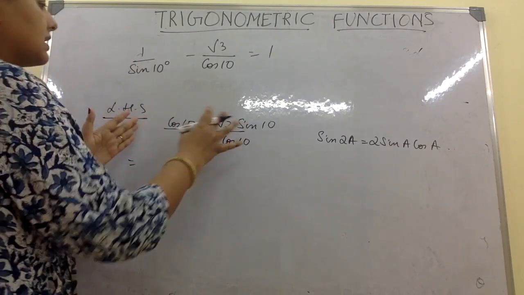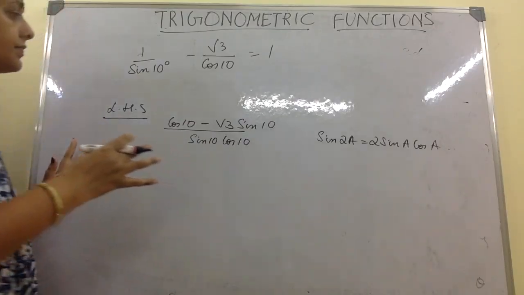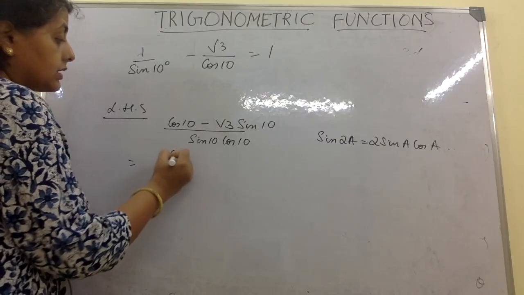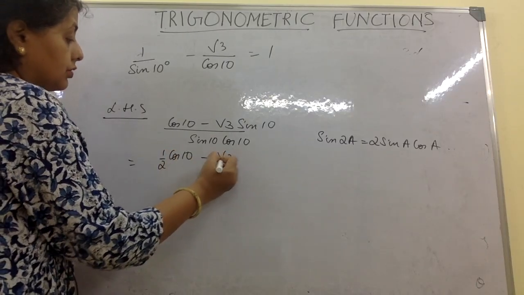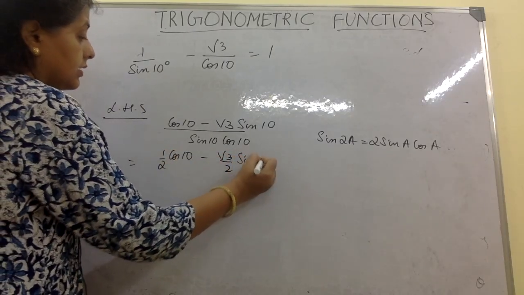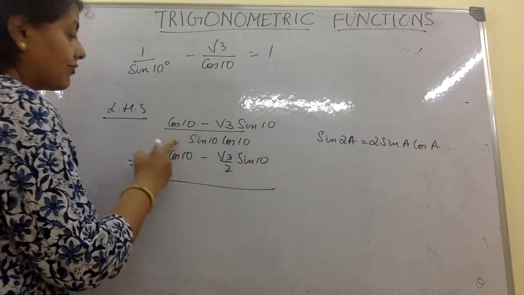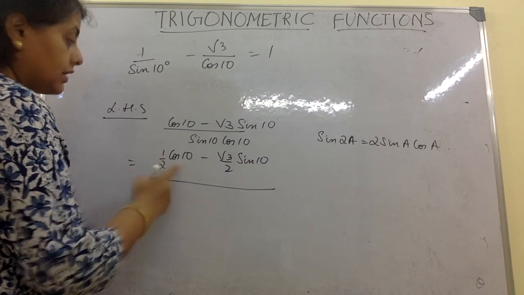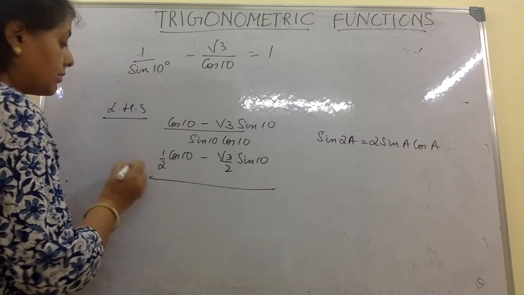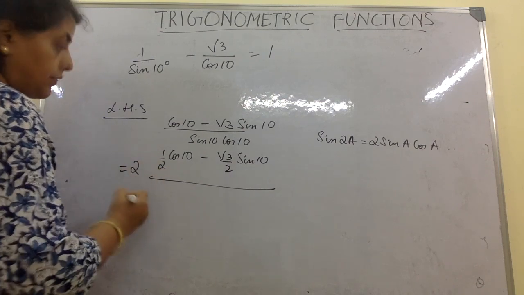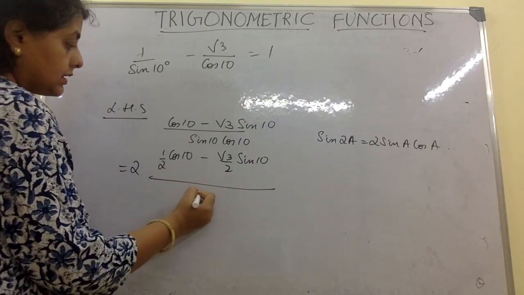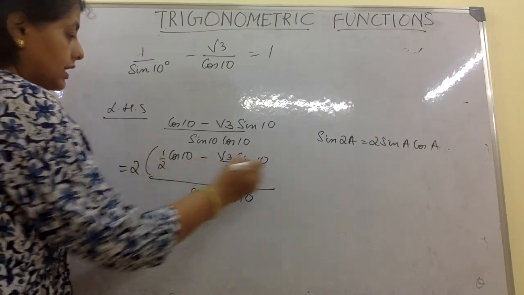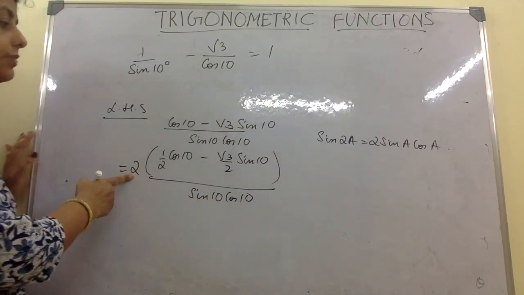Here when I see this, I am thinking of making it root 3 by 2. Then I can substitute some values. Root 3 by 2 sine 10. I have multiplied with a half, so I have divided with a half, so I have to multiply also with a half. And that is sine 10 cos 10. So I have divided, so I have multiplied also.